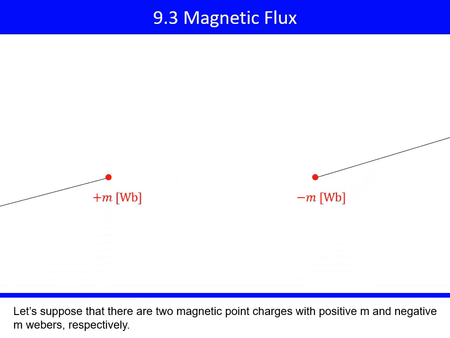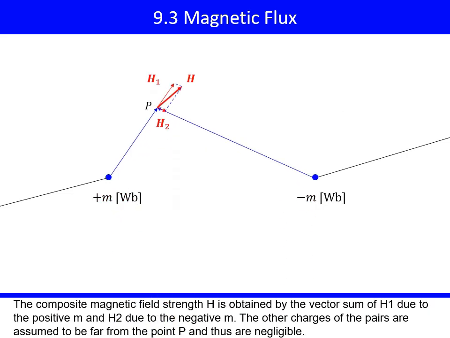Let's suppose that there are two magnetic point charges with positive m and negative m Webers respectively. The composite magnetic field strength H is obtained by the vector sum of H1 due to the positive m and H2 due to the negative m. The other charges of the pairs are assumed to be far from the point P and thus are negligible.